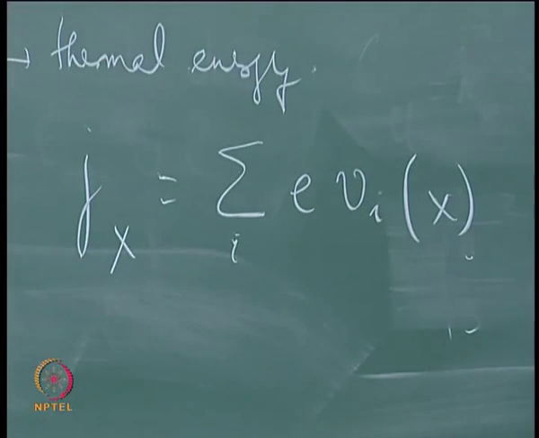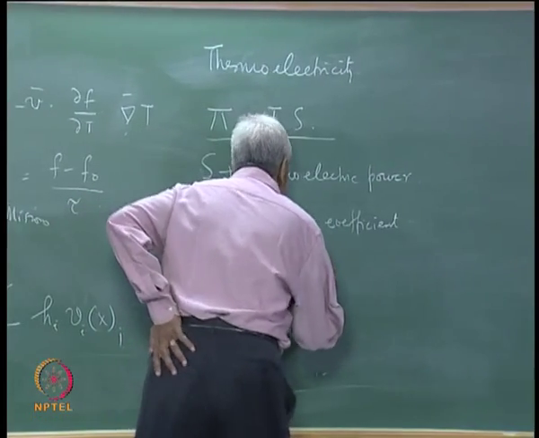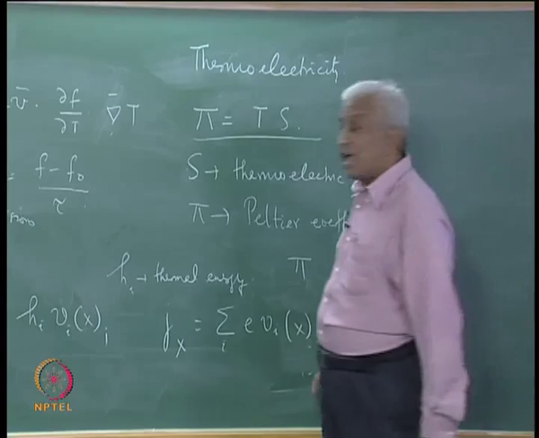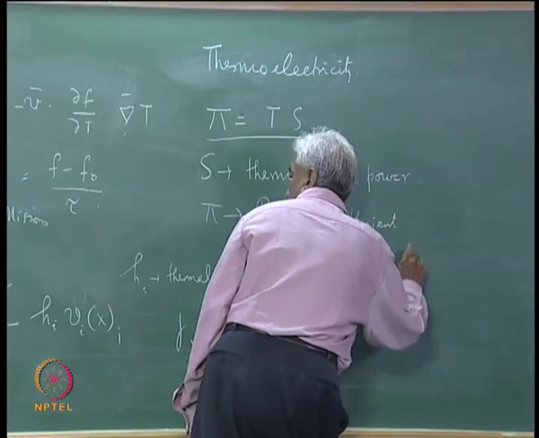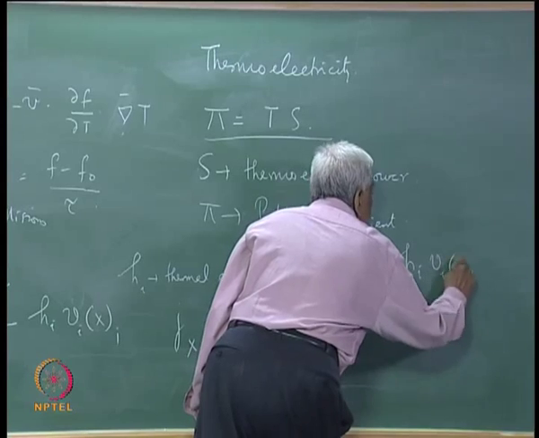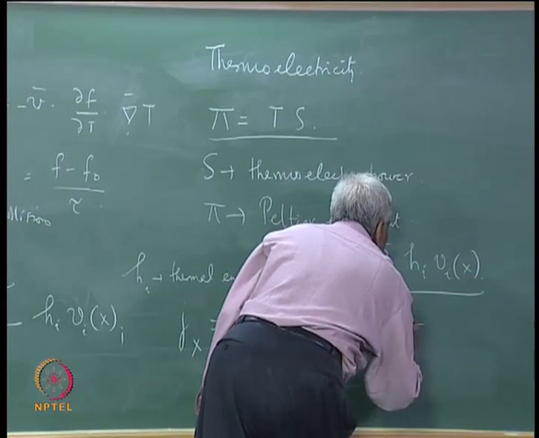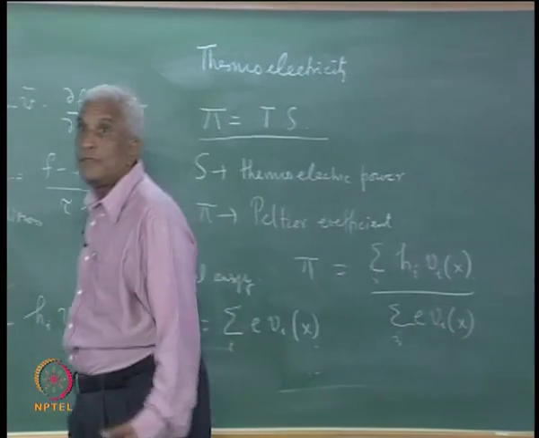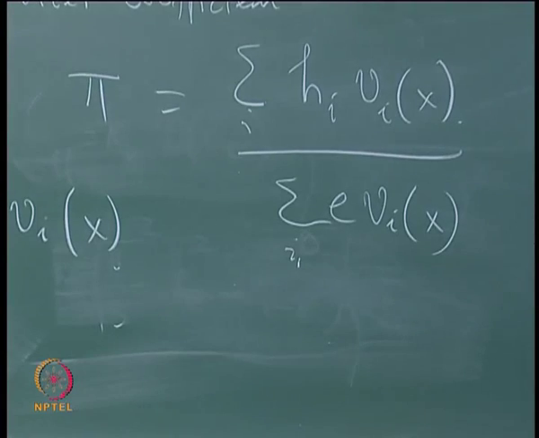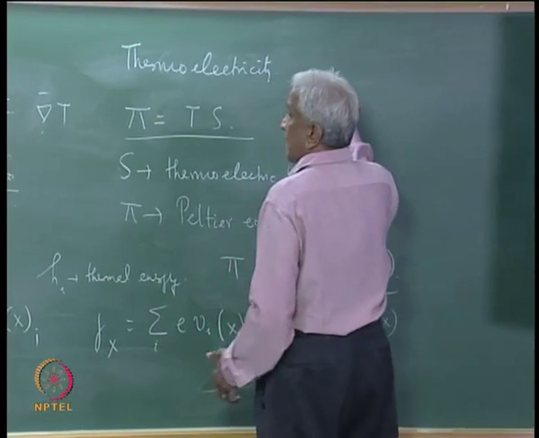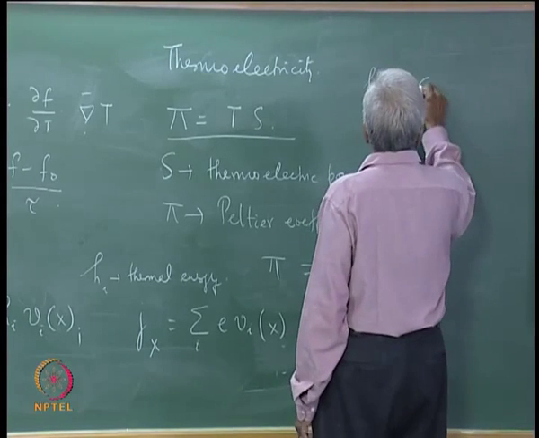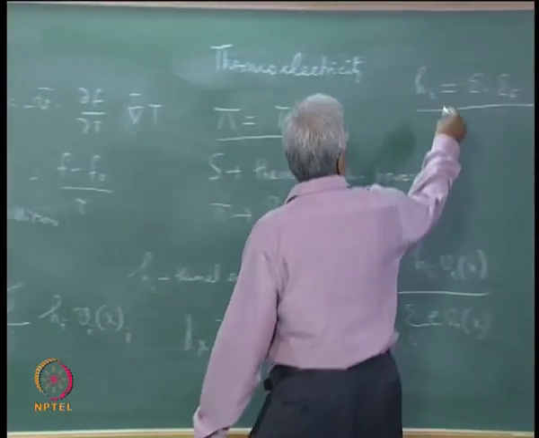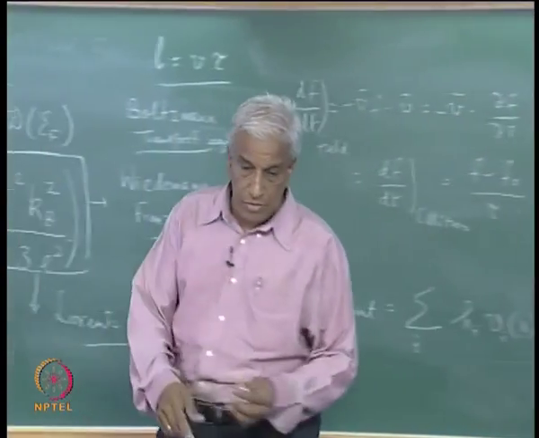The Peltier coefficient pi is just the ratio of the heat current to the electric current, and therefore we can write this as sigma h_i v_i of x by sigma e v_i of x. And here h_i is the energy, which we can write as E_i minus E_f, where E_i is the energy of the ith electron.